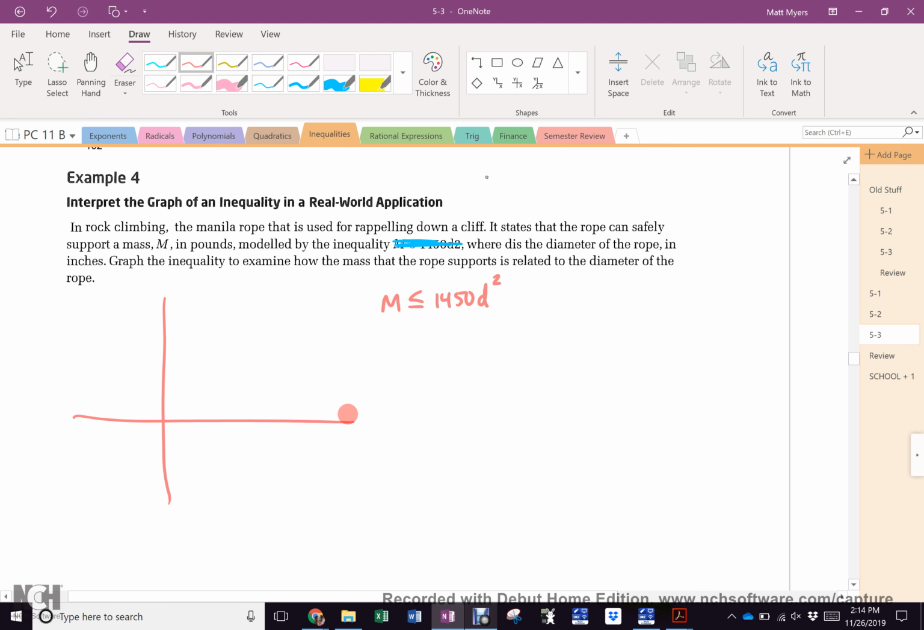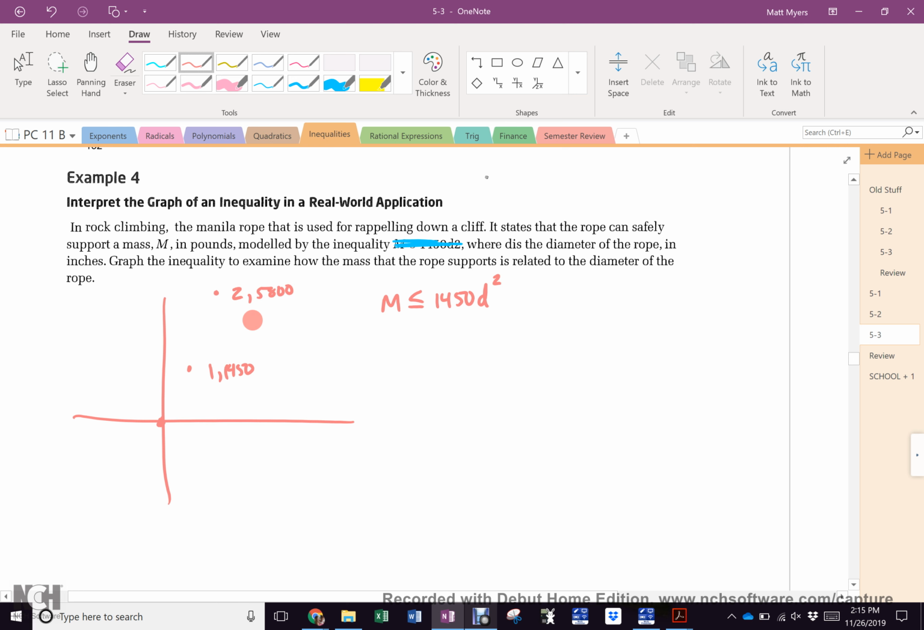If I have no mass to carry, how big a rope do I need? None. 0, 0. Right? If I have a diameter of 1, how much mass can I carry? 1450, right? Because I moved over one. I have an A value of 1450. So 1, 1450. 2 would be 2 squared is 4 times 1450 is 5,800.